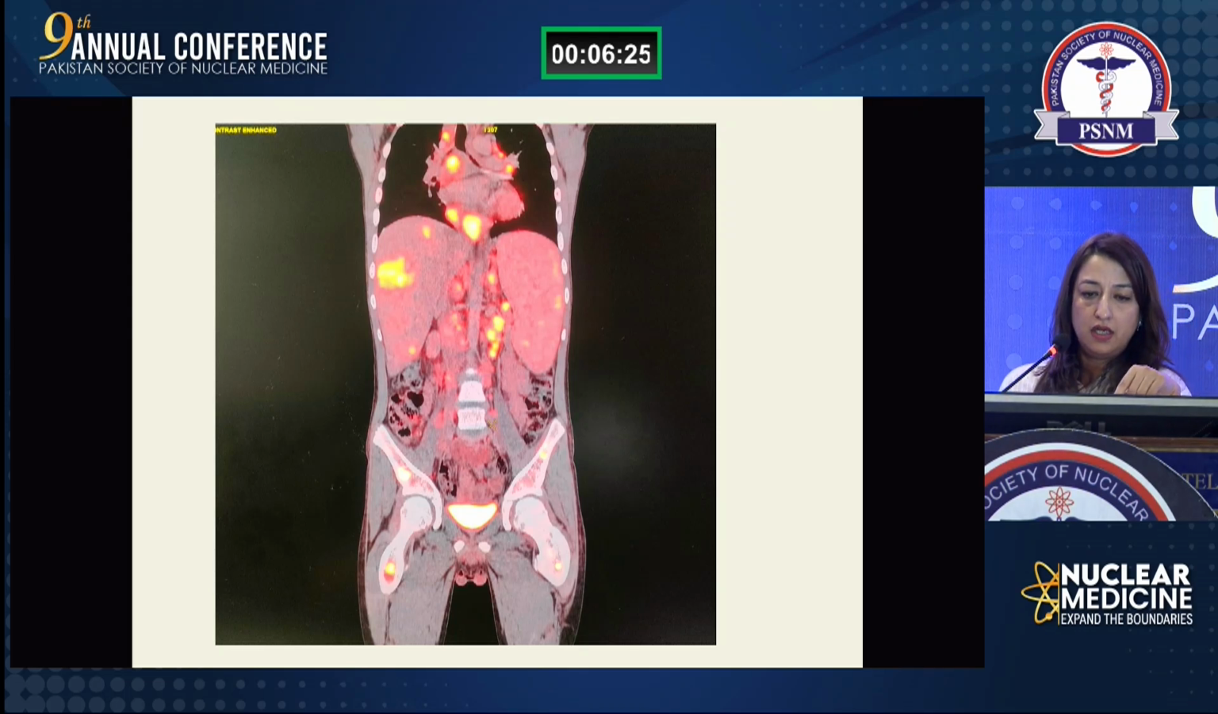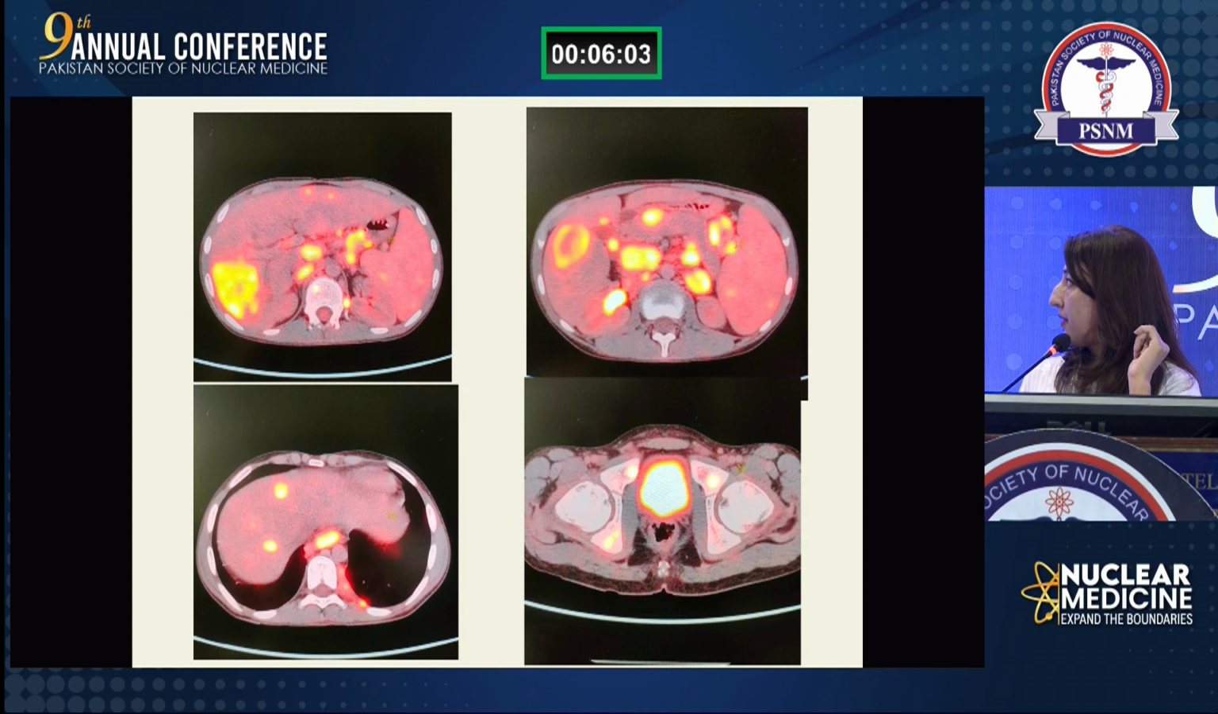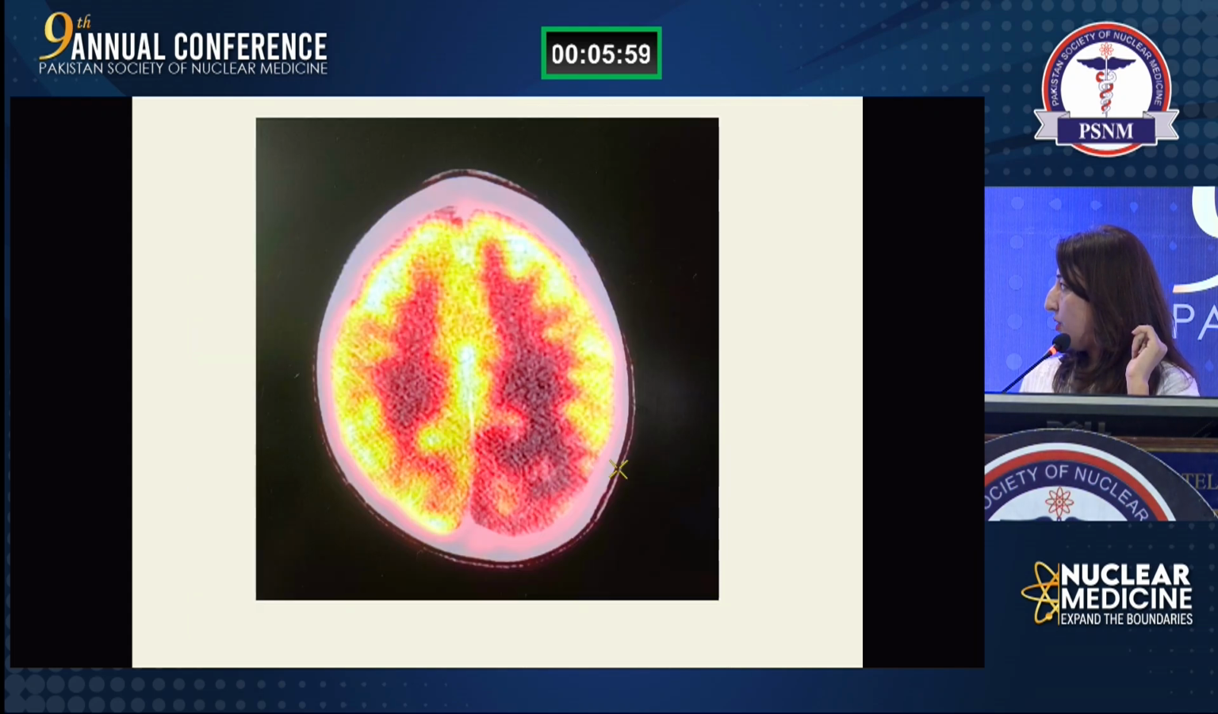So this is a case of Hodgkin's lymphoma, a 14-year-old patient who had extensive disease, extensive mediastinal lymphadenopathy, hepatosplenomegaly, involvement of both liver and spleen. There were para-aortic abdominal lymphadenopathy, and there was involvement of the bones as well. Here you can see all the lesions, abdominal.